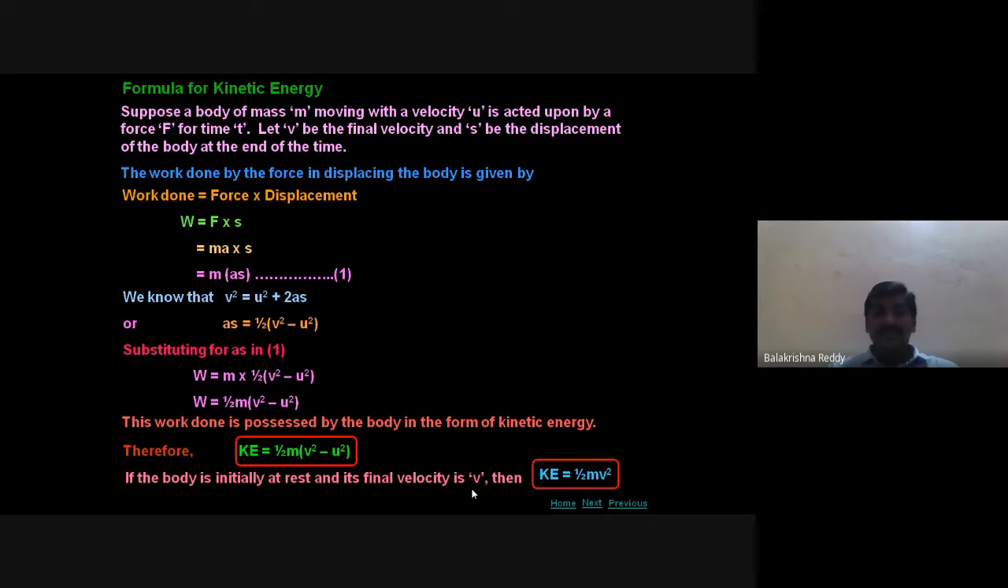You can understand from this equation that kinetic energy depends on the mass of an object as well as the square of its velocity. The more the velocity, the more the energy, and the more the mass, the more the energy. These are the factors which always affect the kinetic energy.